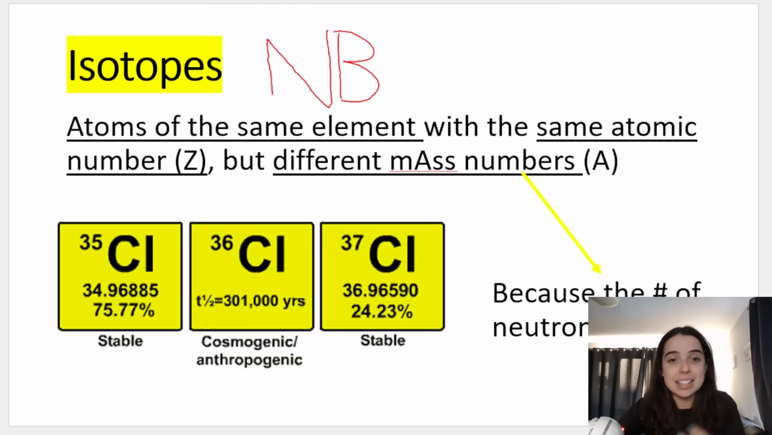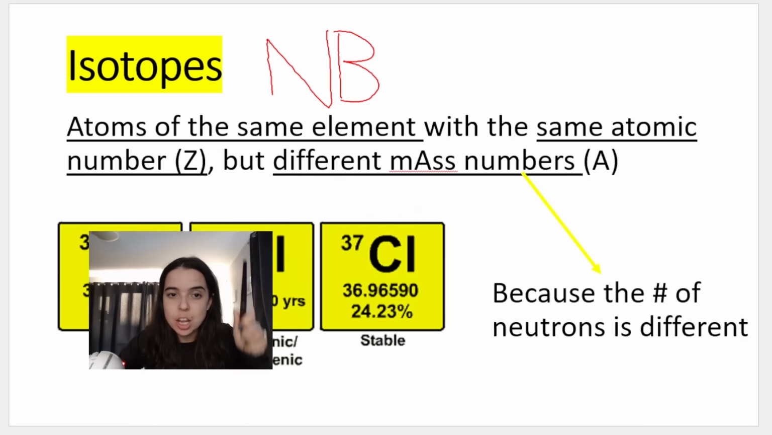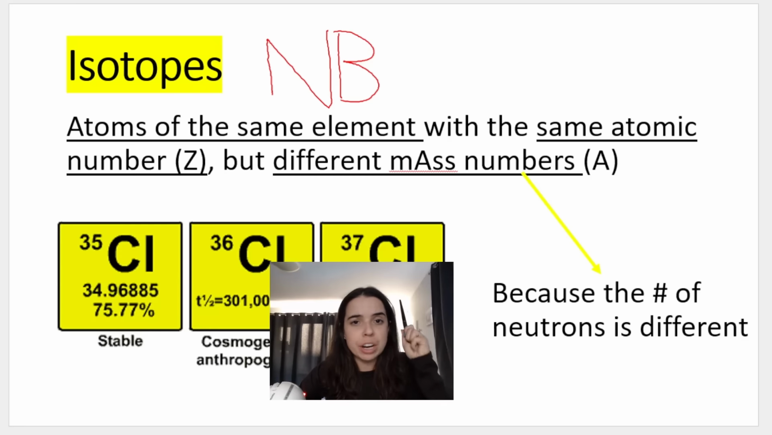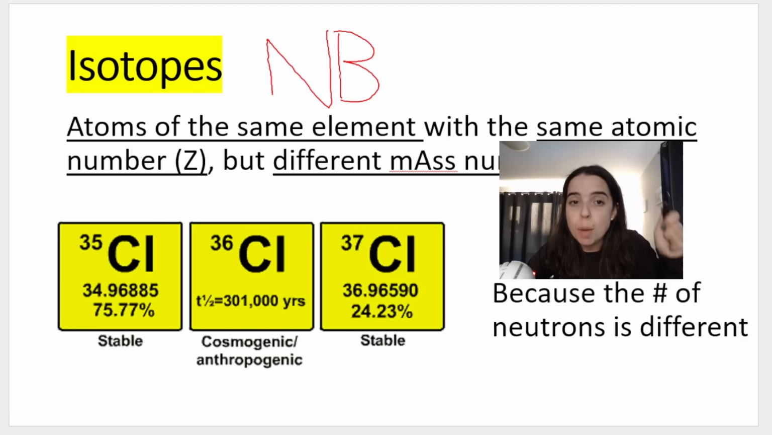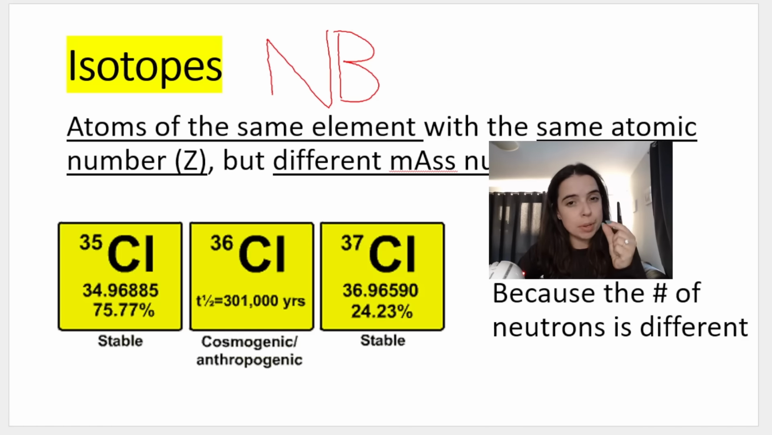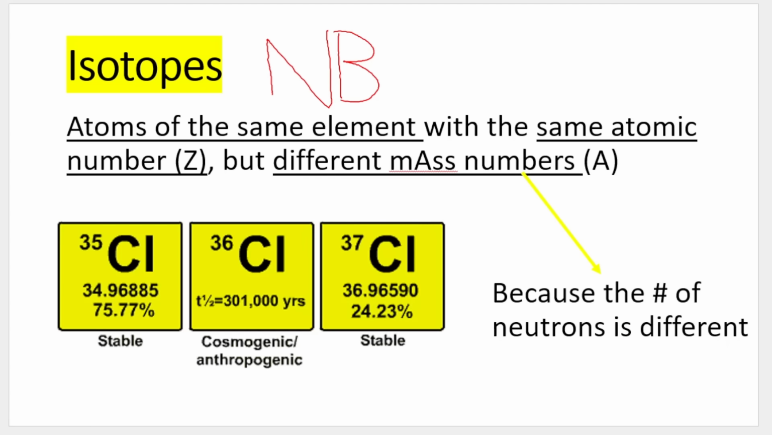And here is that summary. So isotopes are atoms of the same element. So here we're talking about chlorine, but they're different atoms of the same element, same atomic number. So they have the same small number, but different mass number. They have a different big number. And the reason why is because their number of neutrons differ.